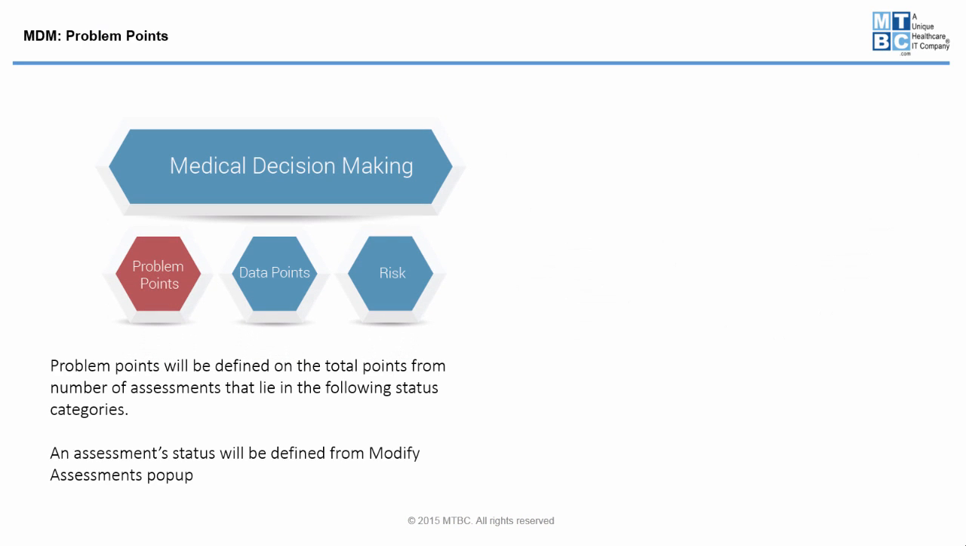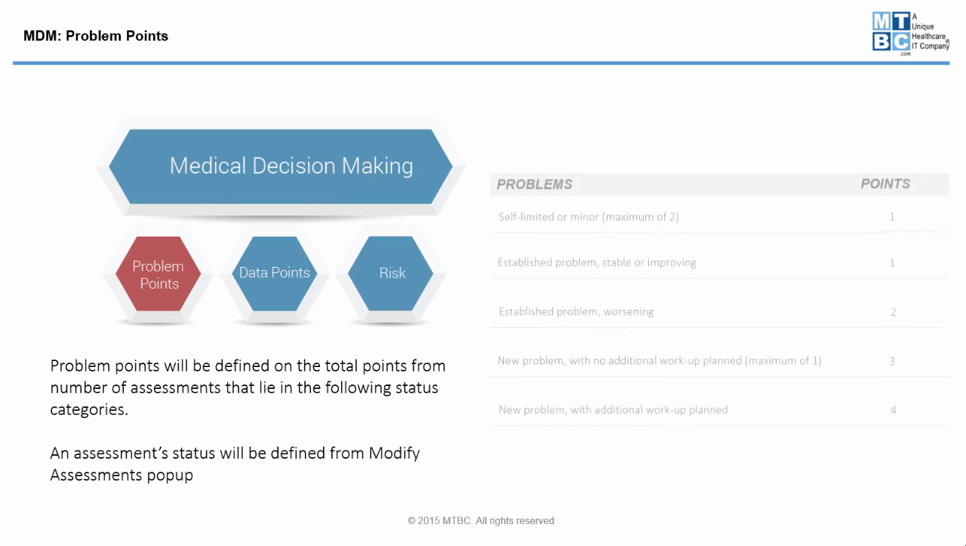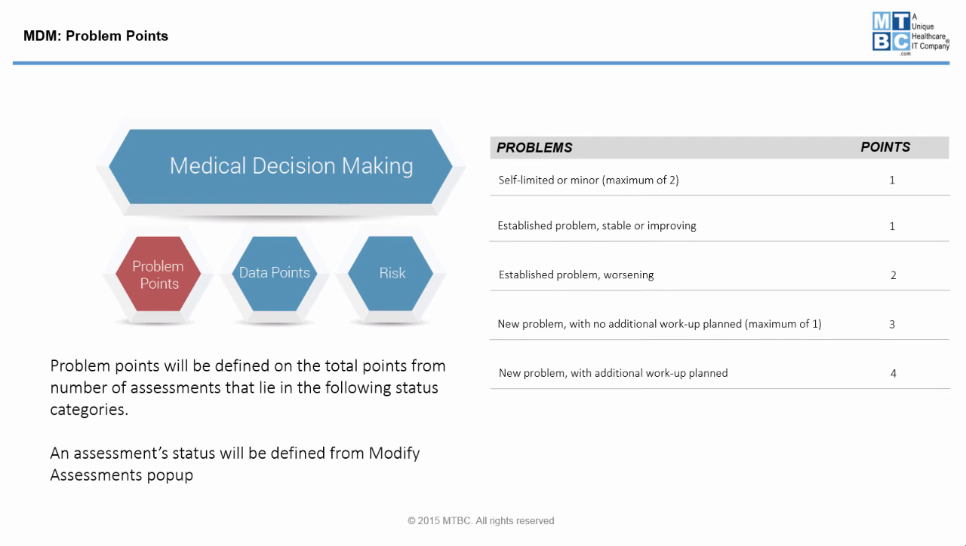Now, problem points will be defined on the total points from the number of assessments that lie in the following status categories. The problem is self-limited or minor, should be a maximum of 2 problems, the points will be 1. Established problem, stable or improving, there'll be 1 point for that. Established problem worsening, there'll be 2 points for that. New problem with no additional workup planned, you can document a maximum of 1 problem. The points for that is 3. New problem with additional workup planned, there'll be in total 4 points for that.